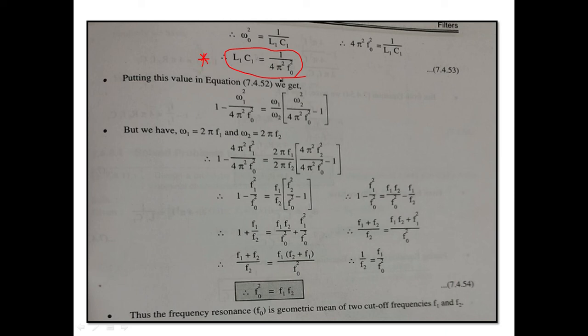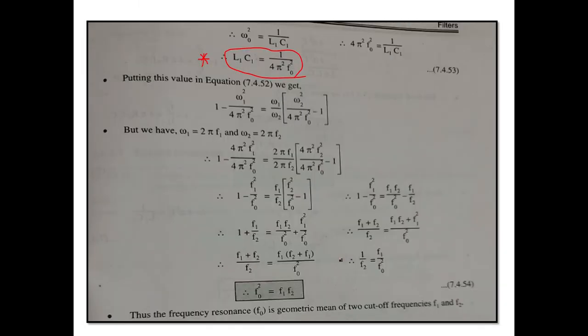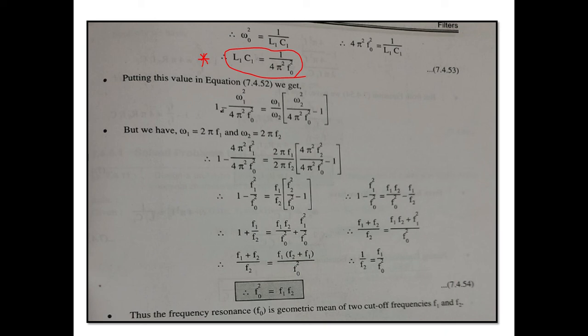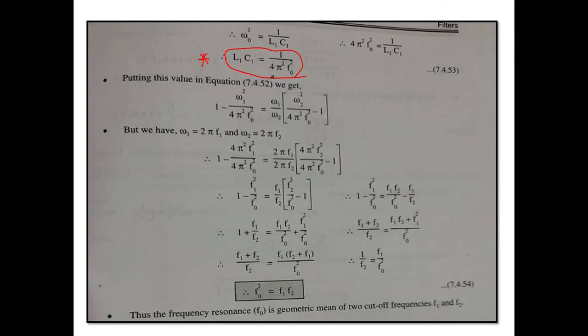This equation will be used in the previous equation here. From that equation, ω² L1 C1 means ω1² L1 C1 is ω1²/(4π² f0²), that is ω1²/ω0², which is equal to ω1/ω2 times (ω2²/(4π² f0²) - 1).